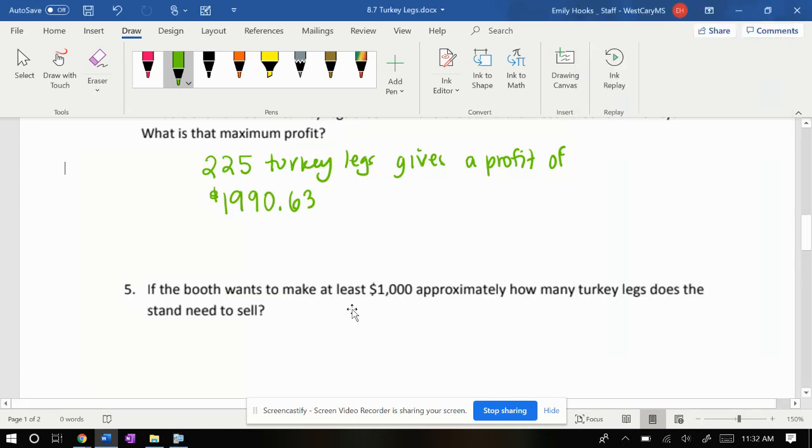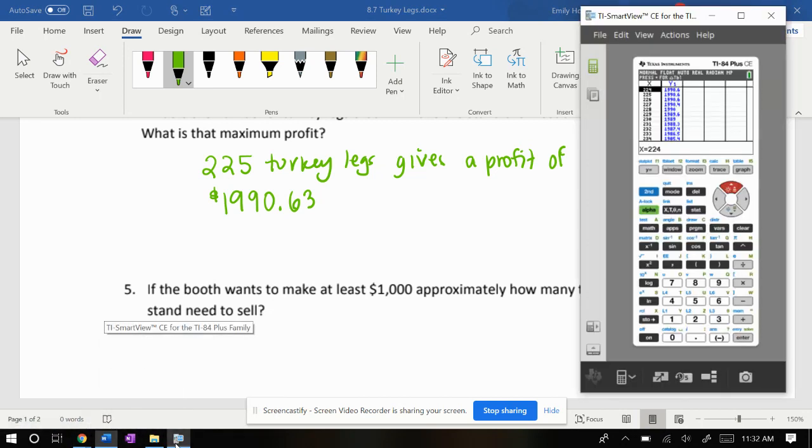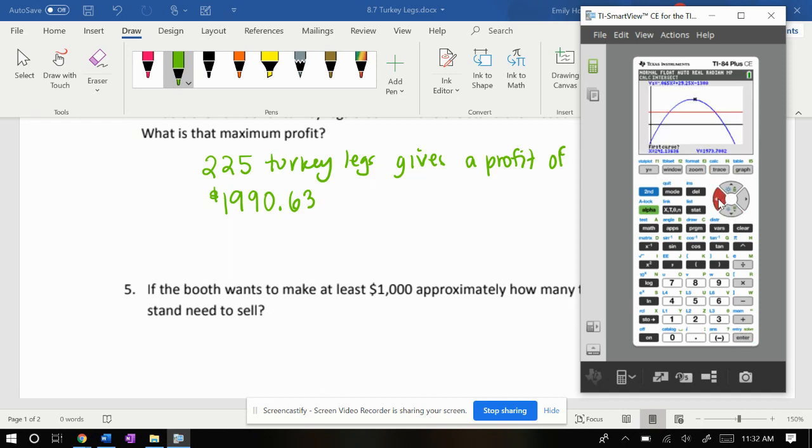Okay. So if the booth wants to make at least $1,000, approximately how many turkey legs does the stand need to sell? So I want to make $1,000. Easiest way to do that in the calculator is you go to your y equals, you type in 1,000, then you graph it. And then you see, so the red line is the $1,000 mark. So we have 2 points to where we can make $1,000. So we want to find that intersection. So second trace number 5. And then we're going to want to get the cursor as close to the intersection as possible. So enter, enter, enter. And we get 101.5.